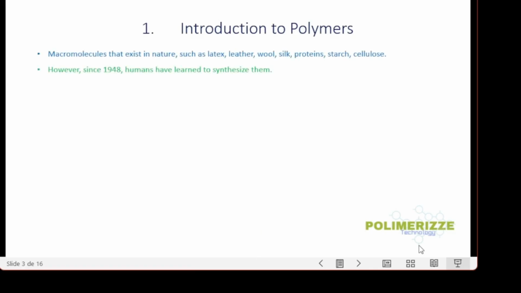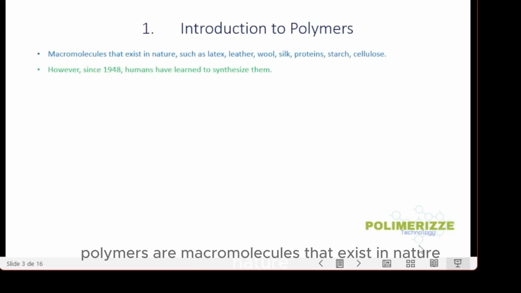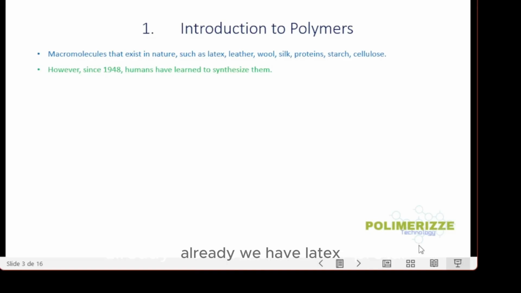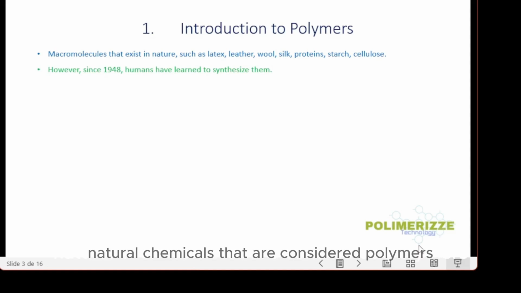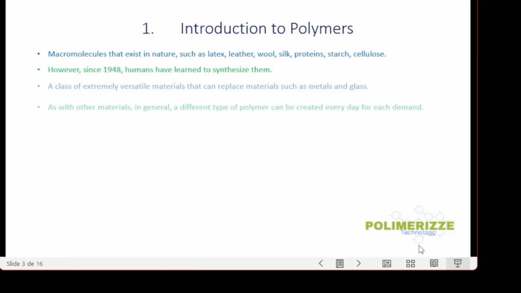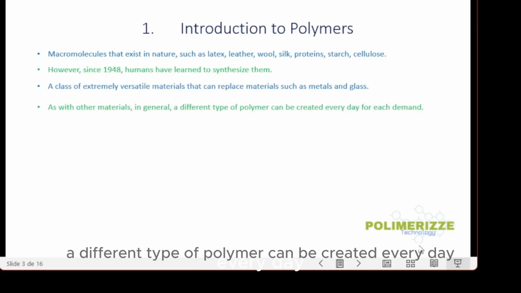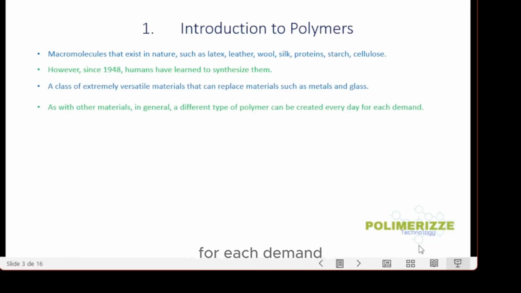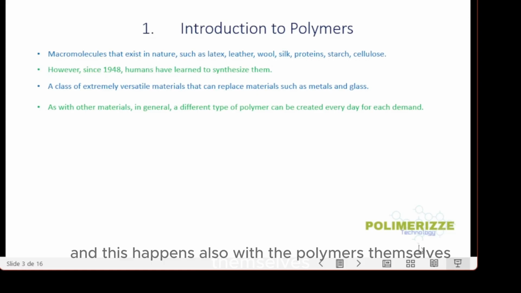Well, polymers are macromolecules that exist in nature already. We have latex, leather, proteins, cellulose, and others, natural chemicals that are considered polymers. However, since 1948, humans have learned to synthesize them. As with other materials, a different type of polymer can be created every day for each demand. Literally, every day new materials are created. And this happens also with the polymers themselves.